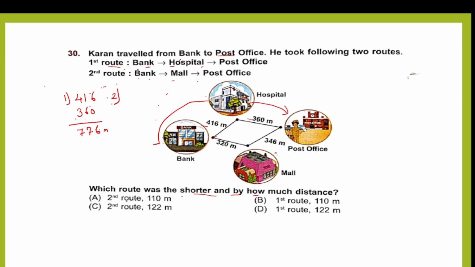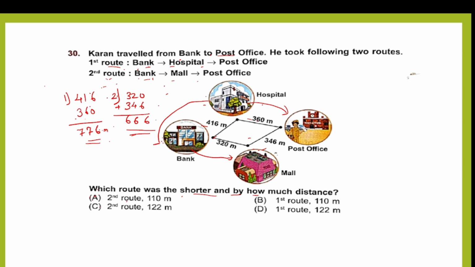Similarly for the second route, if Karan travels by the second route, that is bank to mall, the distance is 320 meters and mall to post office 346 meters. So if we add, this is 6, 6 and 6. 666 meters Karan wants to travel from bank to post office via this mall. That means the second route. So if we observe here, 666 is less than 776 meters. Means the second route is shorter as compared to the first route.